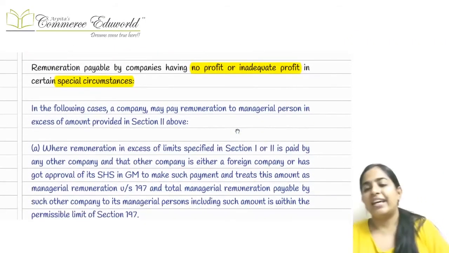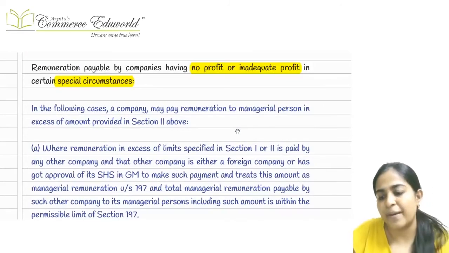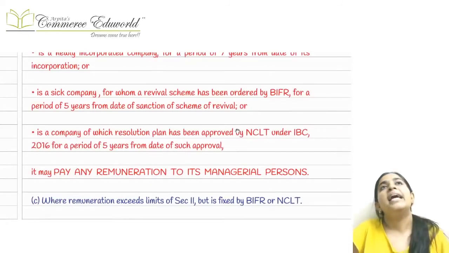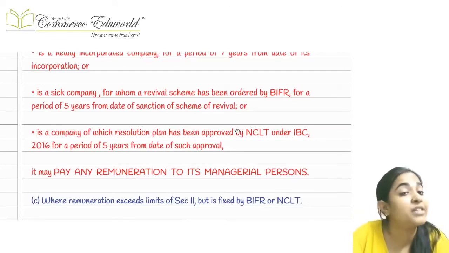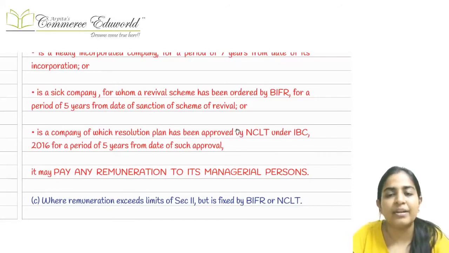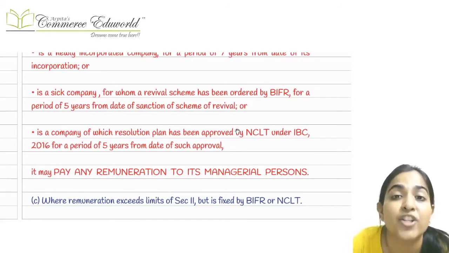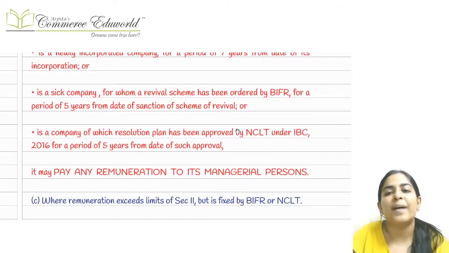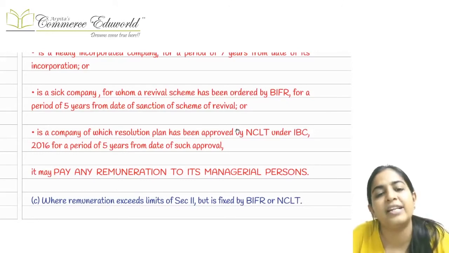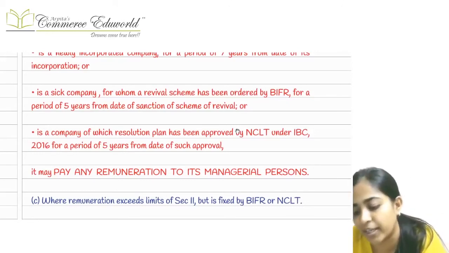Suppose there are some special cases where you can pay remuneration in excess of the limits which were given in Section 2. In the last one, that is even more than the limits which were given, and that too without passing a special resolution. Okay, that too without passing a special resolution, you can pay more than the limits. In that, there are specifically 3 important pointers.